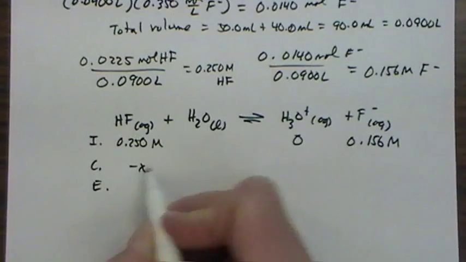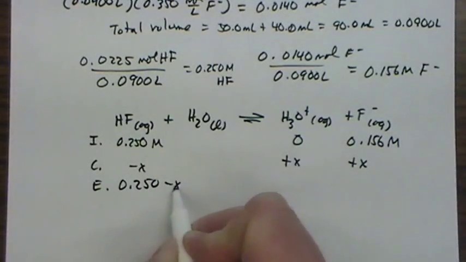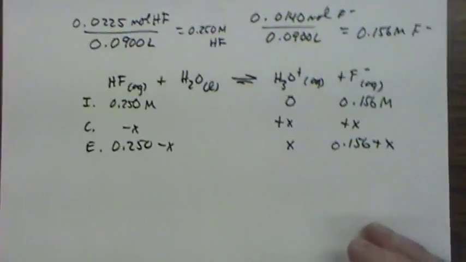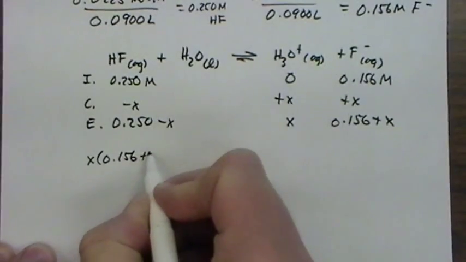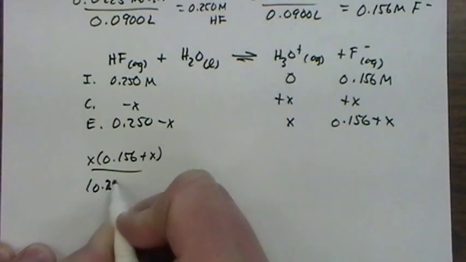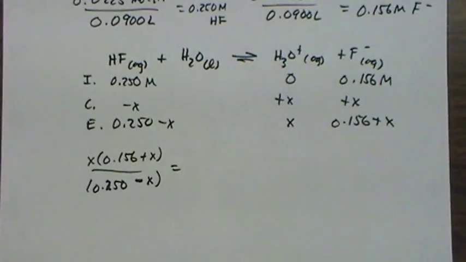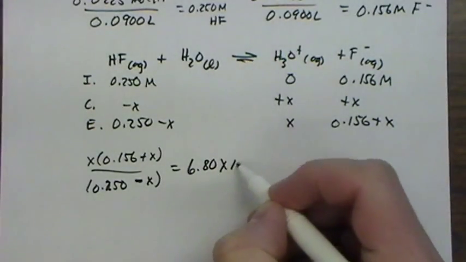So 0 minus x, plus x, plus x, 0.25. The approximation, for my exams, the approximation will always hold for the buffers. You should double check during the exam just to make sure I haven't messed up. But I won't have a buffer problem where the approximation won't hold, because you already have enough to worry about.